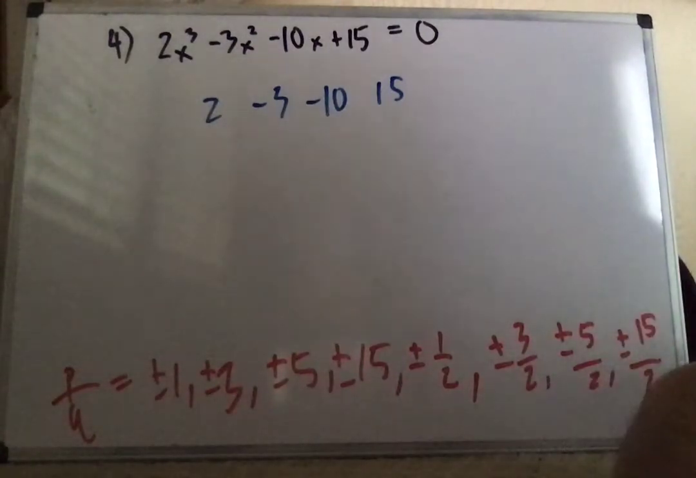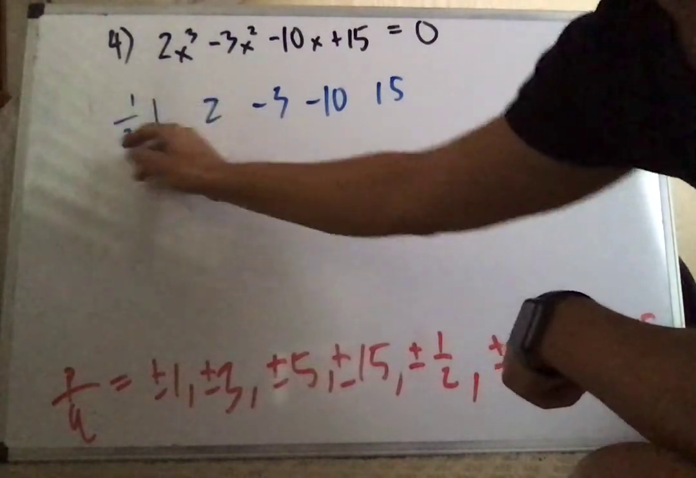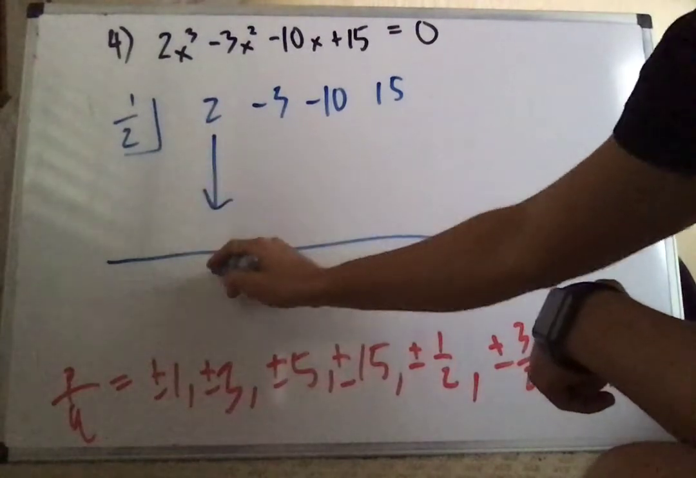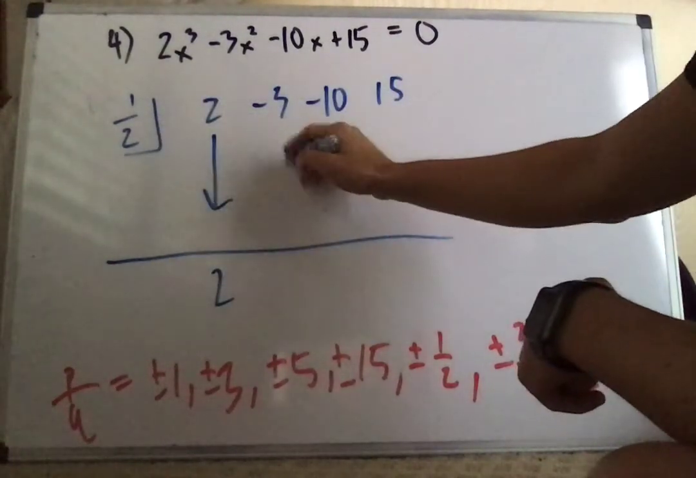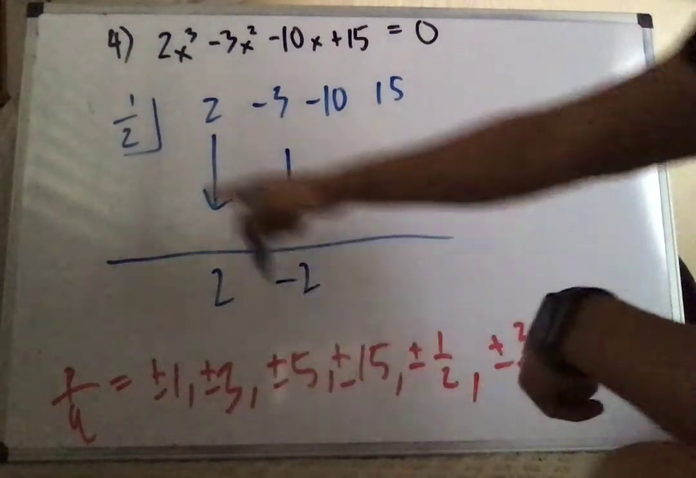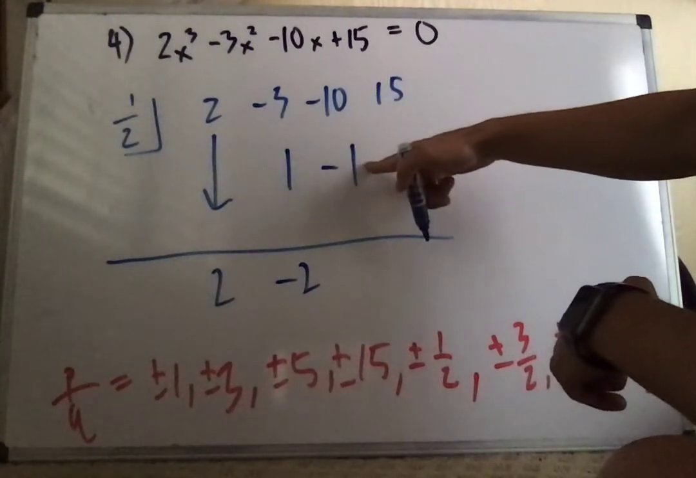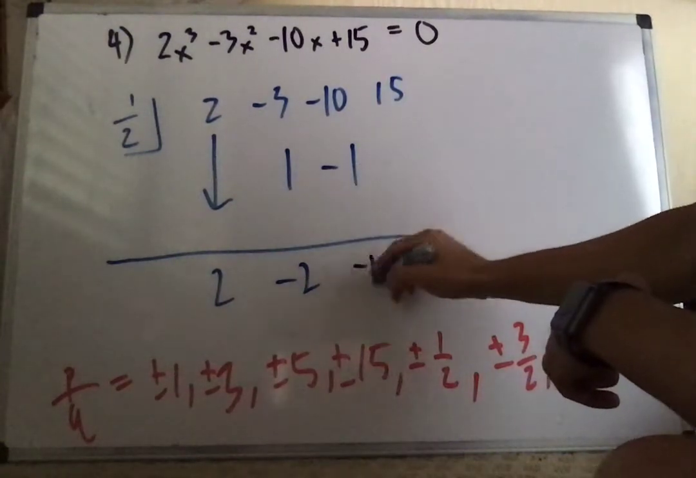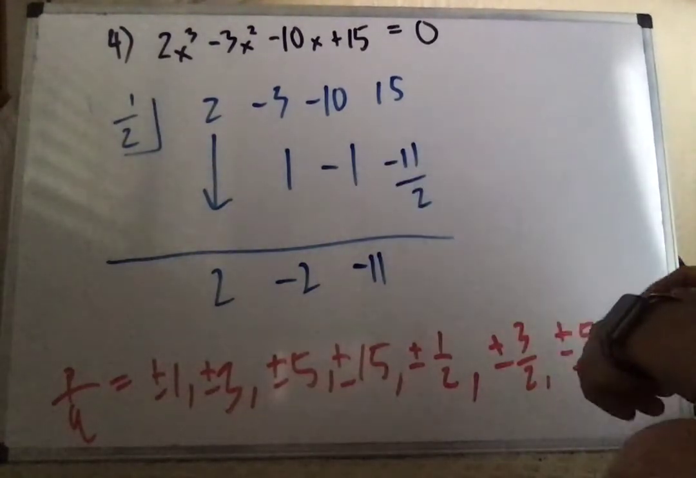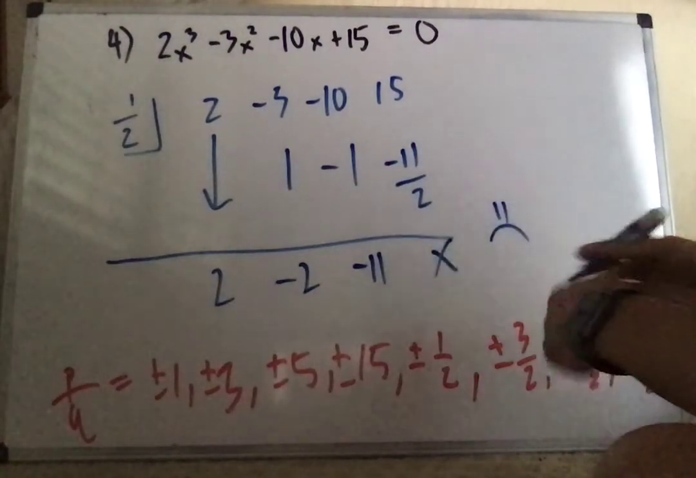Let's start with the halves. Let's try 1/2 and negative 1/2 next. And it works the same way as with whole numbers. Same exact steps. Bring the 2 down. 2 times 1/2 is just 1. Negative 3 plus 1 is negative 2. Negative 2 times 1/2 is negative 1. So negative 10 plus negative 1 is negative 11. Okay, this is going to be a fraction, negative 11/2. So that is not going to work because there's no way that's going to be 0. So nope, did not work.